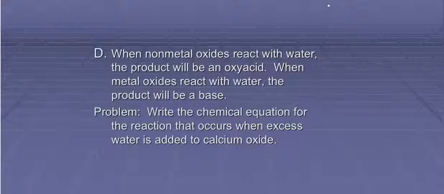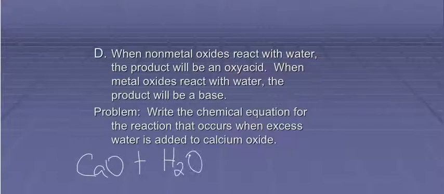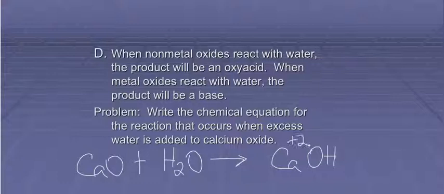So write the chemical equation for the reaction that occurs when water is added to calcium oxide. So we have CaO plus water. Now this is a metal oxide reacting with water, so the product will be a base. So Ca with OH, balanced charges, Ca(OH)2.